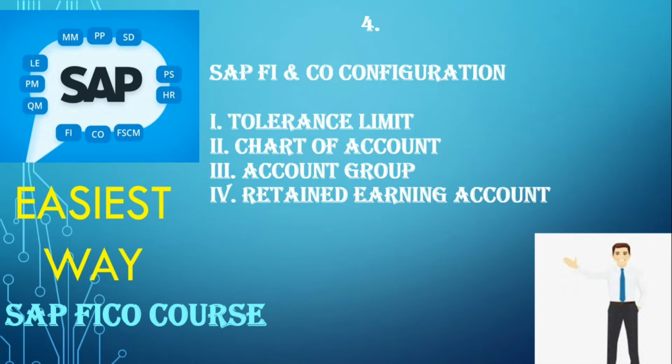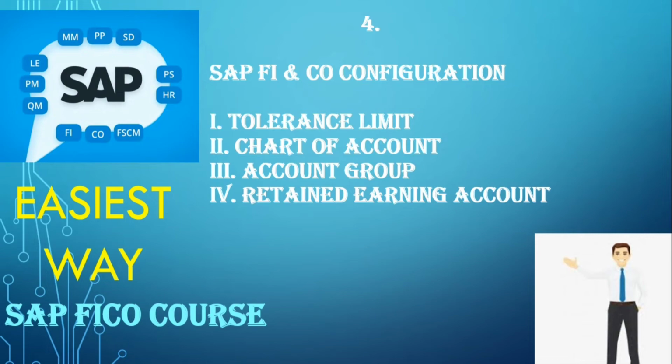This is our series of basic FICO course. Till now we have learned about configuration regarding defining company code and their assignment, fiscal year variant, posting period and field status variant. In this class we will learn about the tolerance limit, chart of account, account group and retained earnings. We will learn the configuration regarding the above topics.